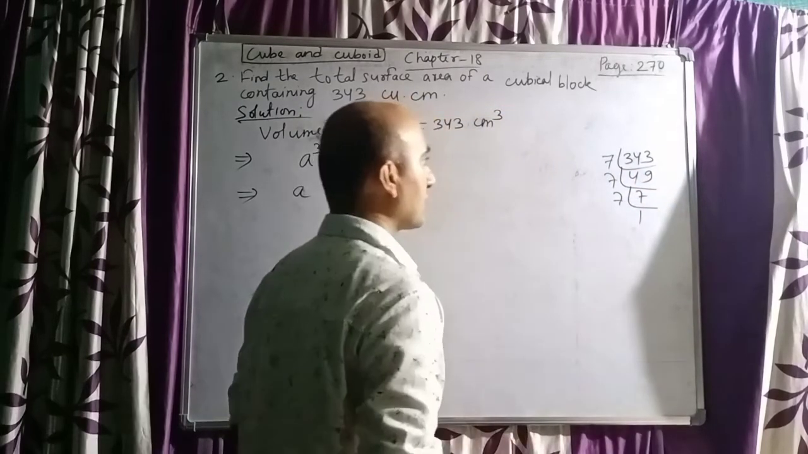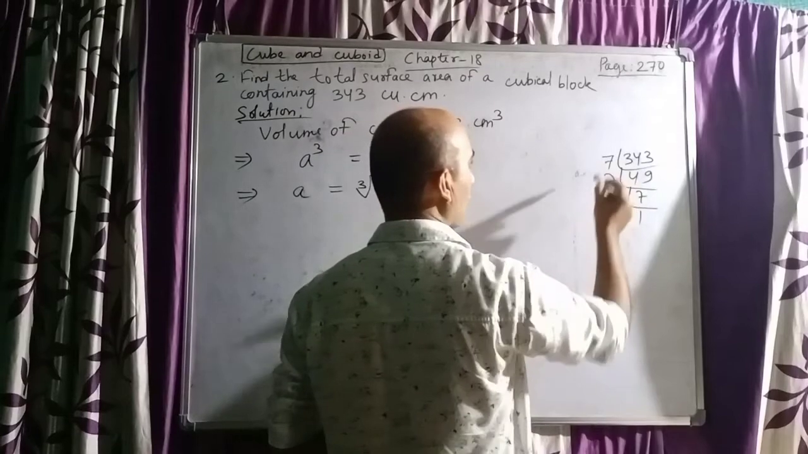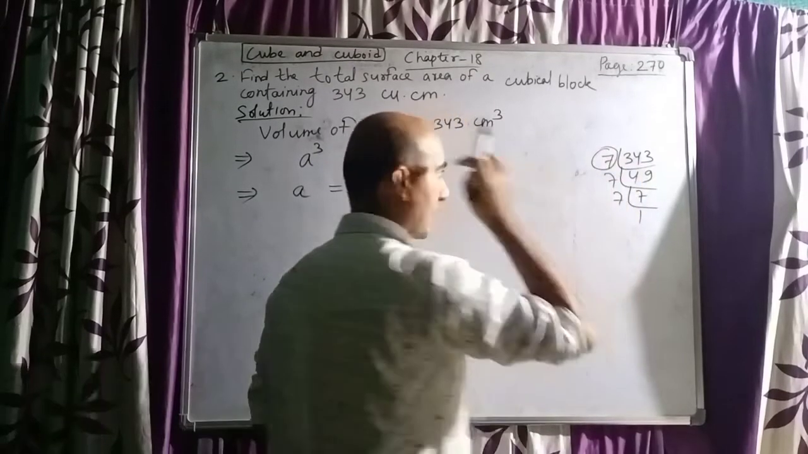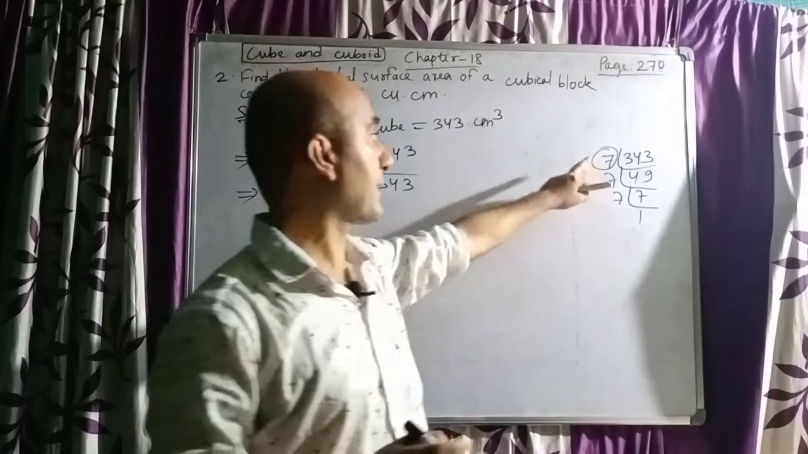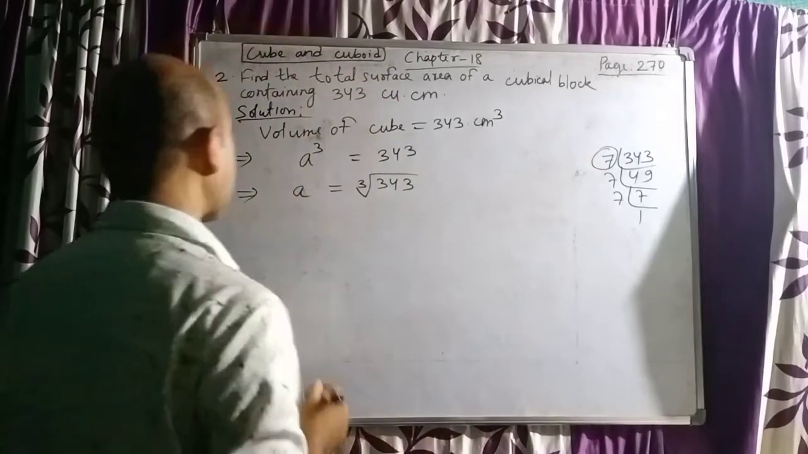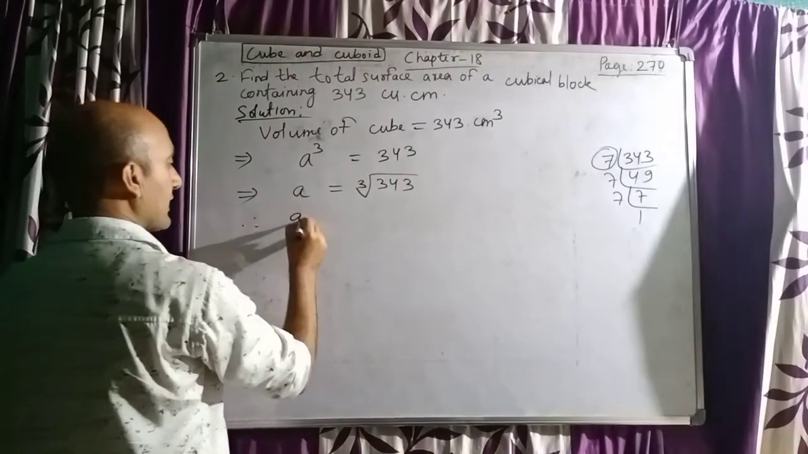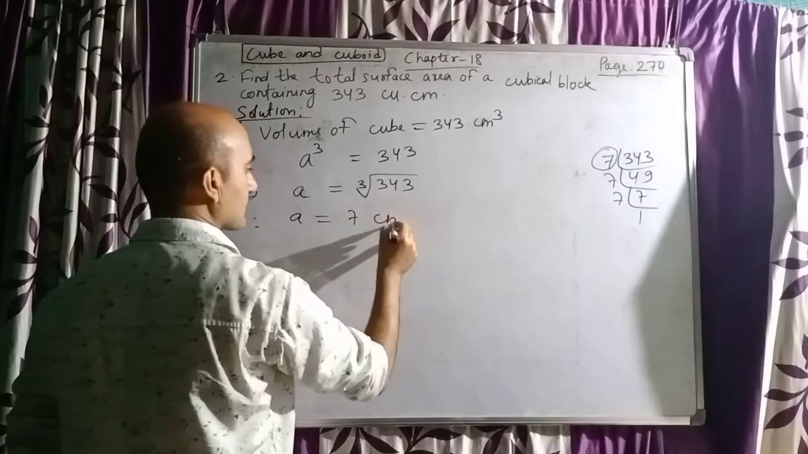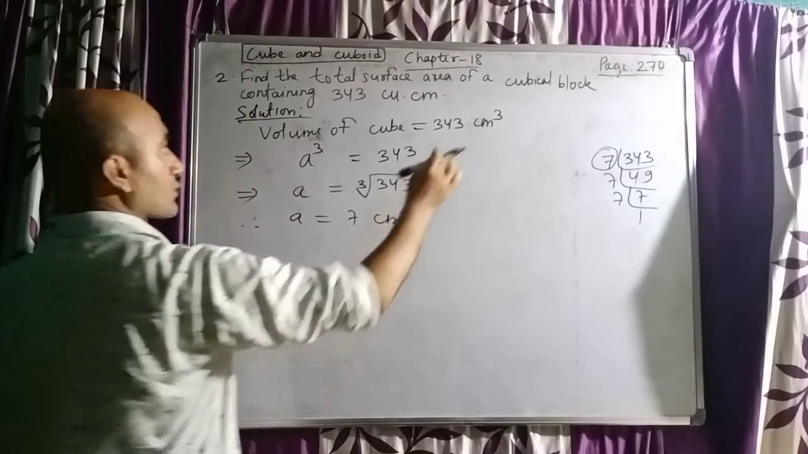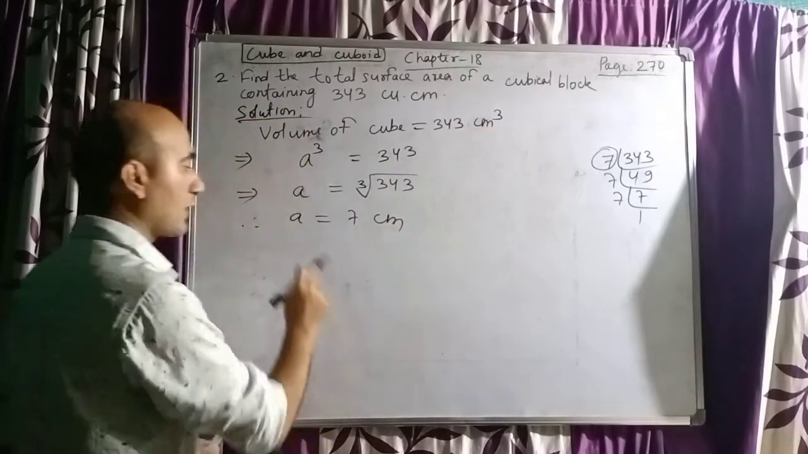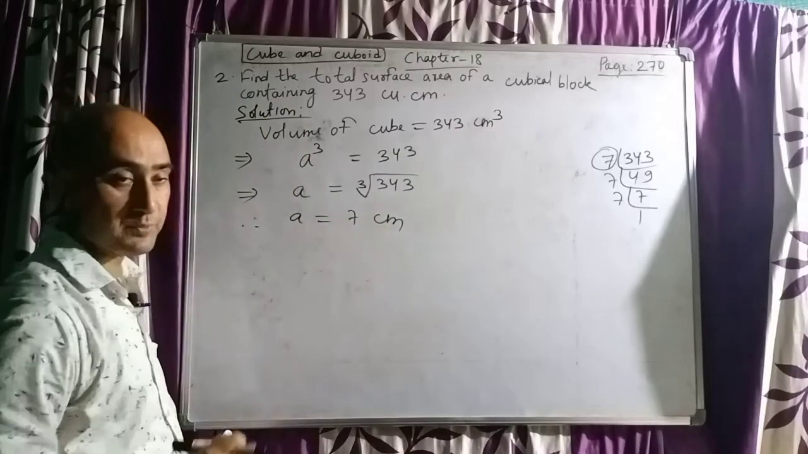That means in cube root what we do, out of 3 equal parts we take only one part. So our cube root will be 7. Therefore a is equal to 7 centimeter. Because we have centimeter cube in the volume, as a side we will write centimeter.